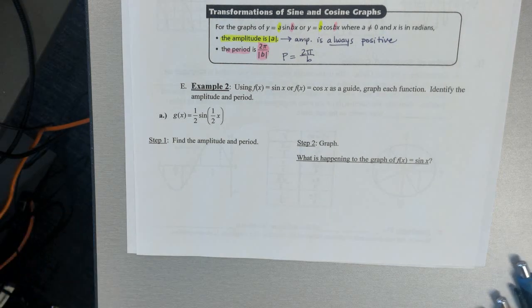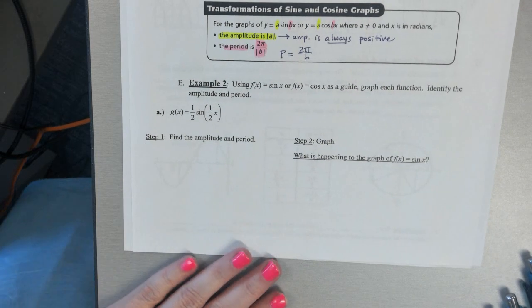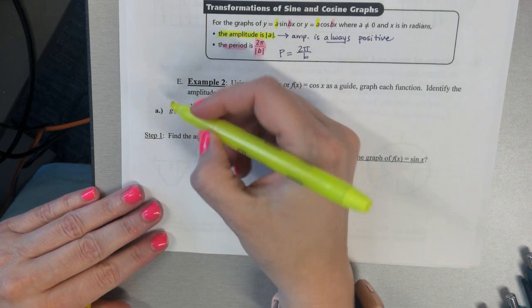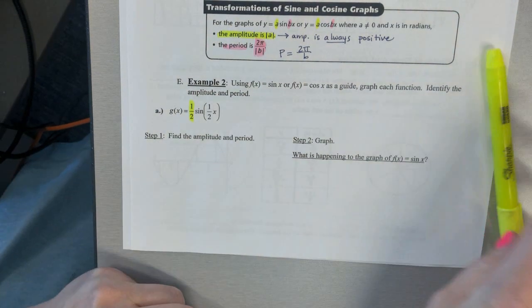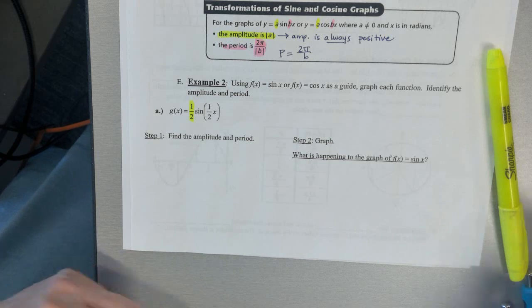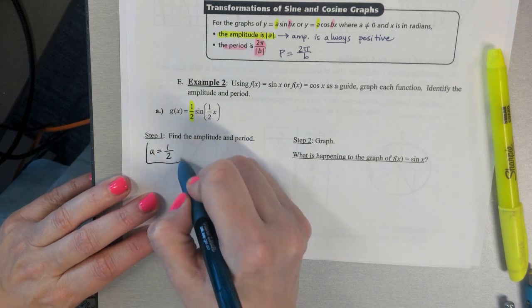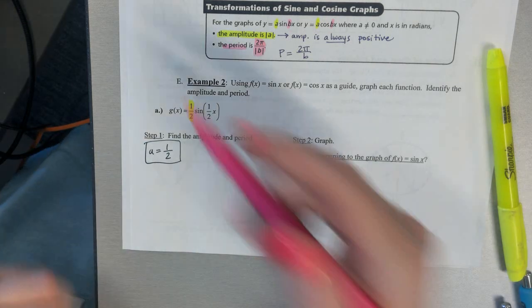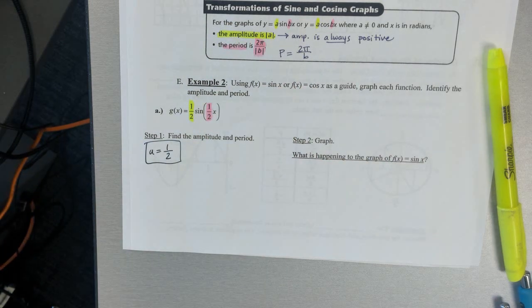So we are using the parent functions as a guide to graph each function, and we have to identify the amplitude and the period. When it says to find the amplitude, remember the amplitude is this value here in front of the function. So the amplitude is 1/2. To find the period, you have to do 2 pi over b.